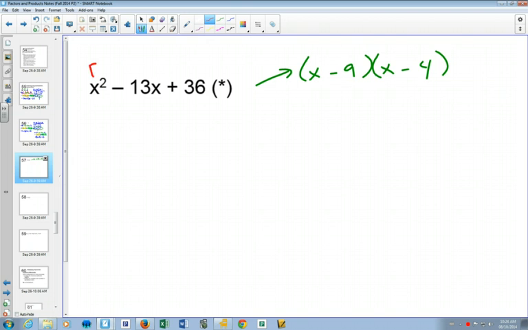The first ones have to make an x squared. Well, that's easy. That's x and x. The last ones have to make 36. Outside and inside need to make negative 13. So that's the way I would want you to factor this. But I put a star there because I want you to try the grouping technique anyways.